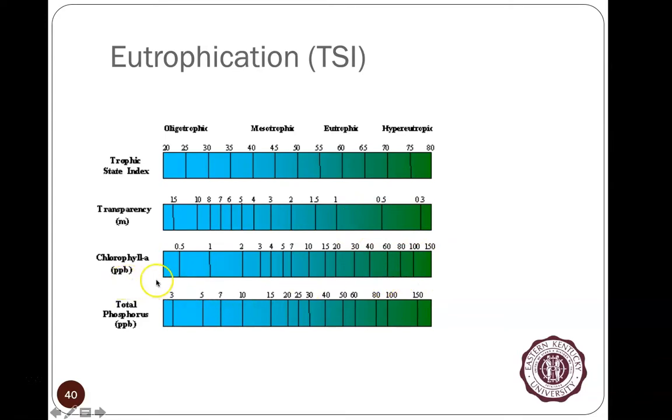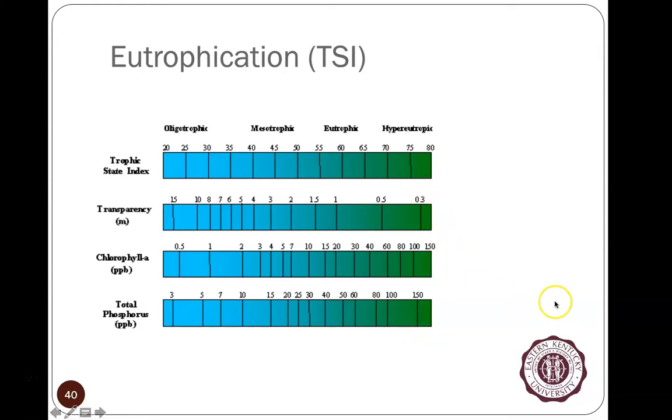Carlson's trophic state index is mostly based upon primary productivity, the growth of algae, so things that are photosynthetic. So the higher the chlorophyll A, the more photosynthesis, or the more things doing photosynthesis in the water, the more eutrophic the lake is. And then generally, if there's enough phosphorus, you're going to have enough chlorophyll A. So these three things, any one of them or together, is an indicator of trophic state index.